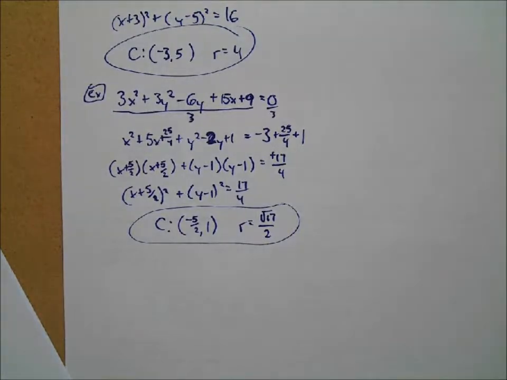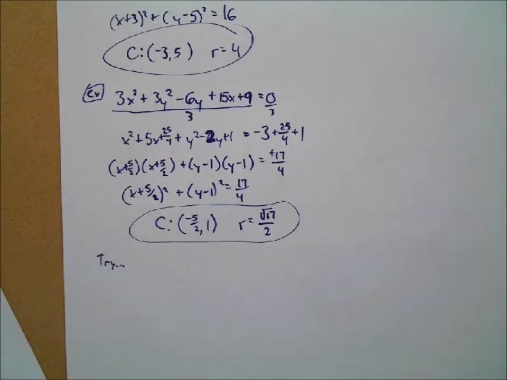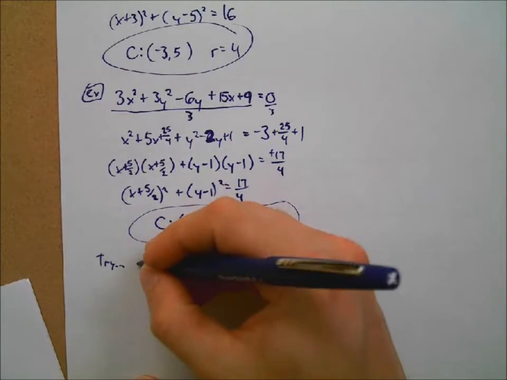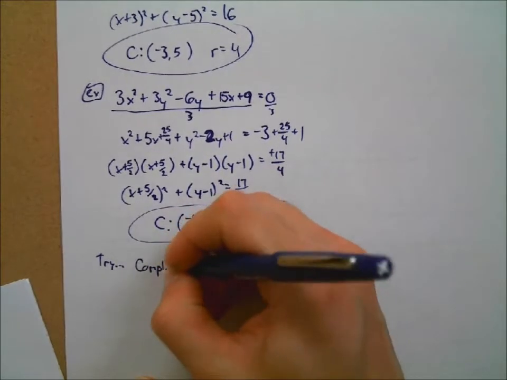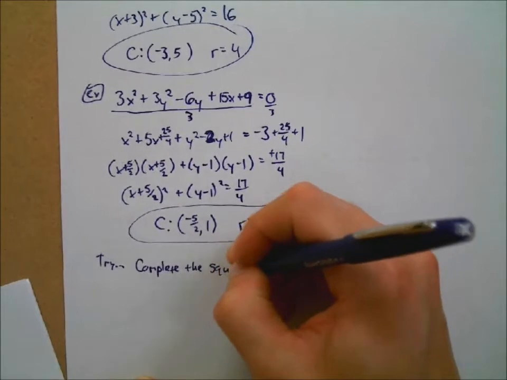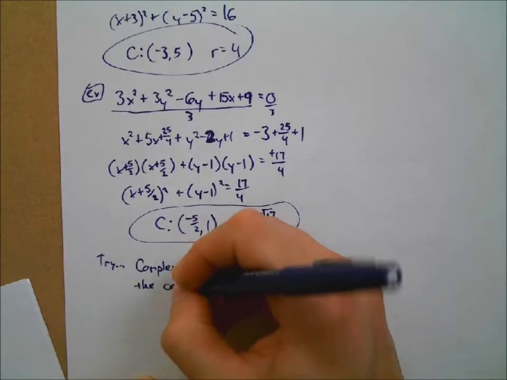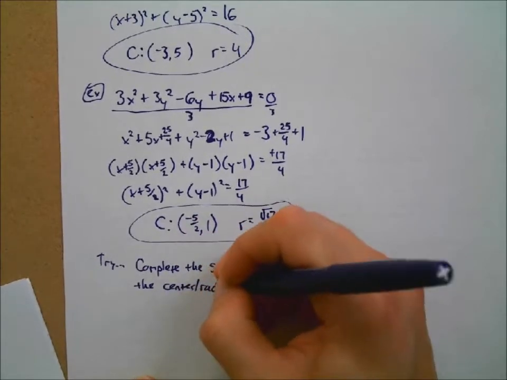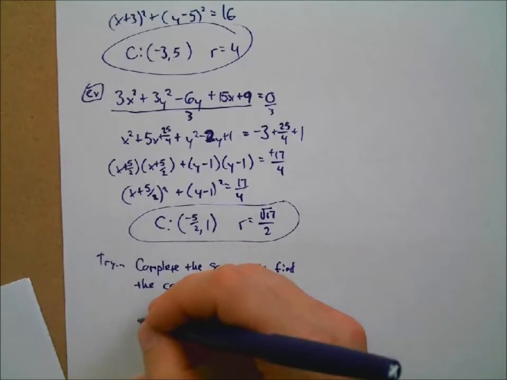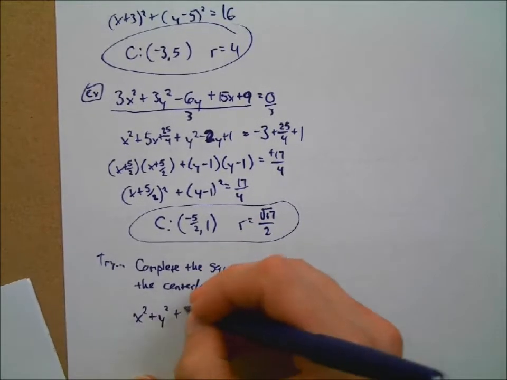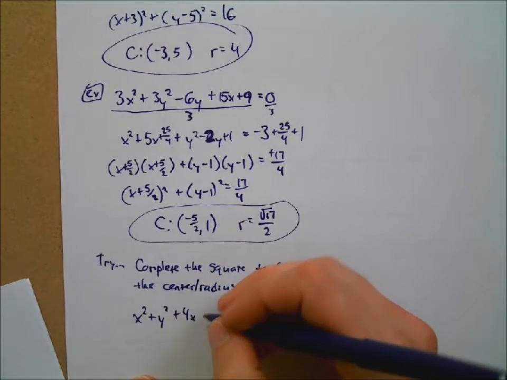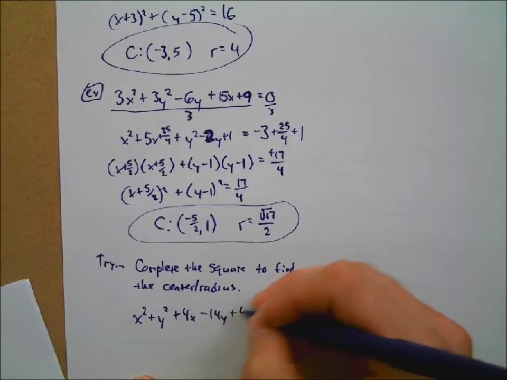All right, questions on any of that? All good? All right, here's one for you to try. Last one. I'll get you guys started on your assignment after this. Okay, same idea. Complete the square to find the center and radius. Here we go. X squared plus y squared plus 4x minus 14y plus 100 equals 0.